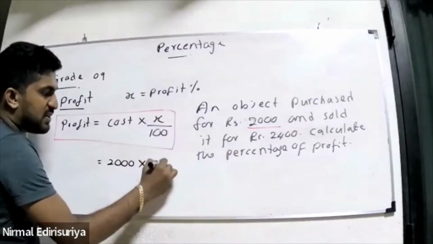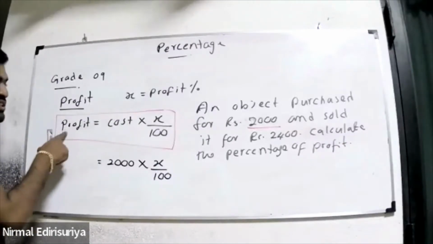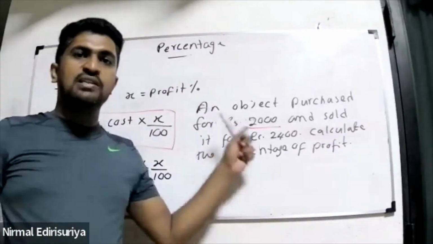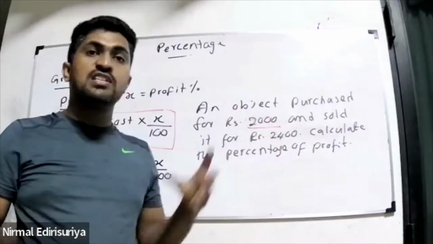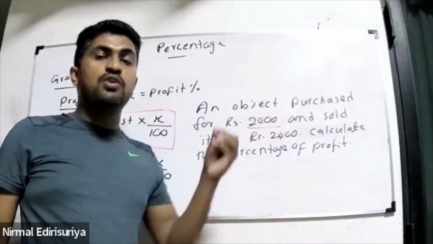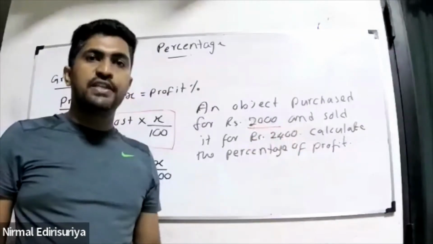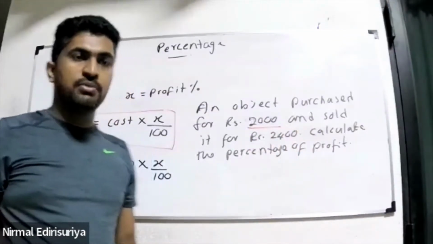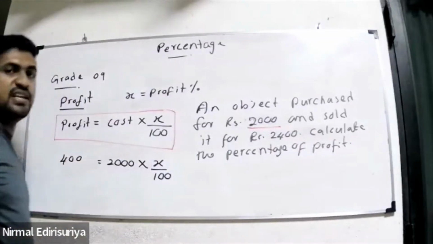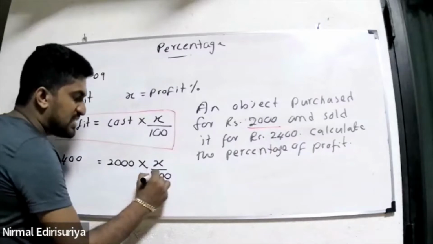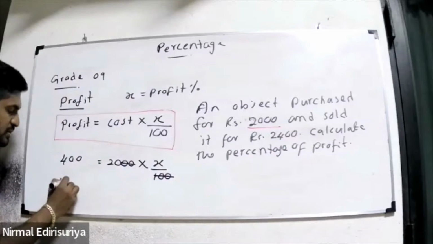Percentage of profit, again x is what I know. x over 100 equals how much is the profit? You purchased that for 2,000, sold that for 2,400. How much is the profit? Profit means the excess amount you gain by selling it in a business. The profit is 400 rupees. And profit take 400. Here you have to subject x. Before that, you can cancel the zeros, then you can have 400 equals 20x.